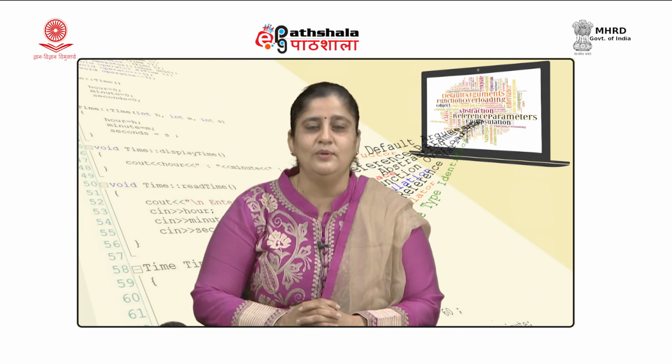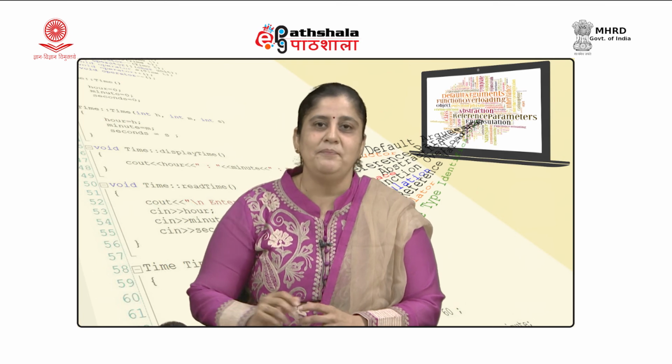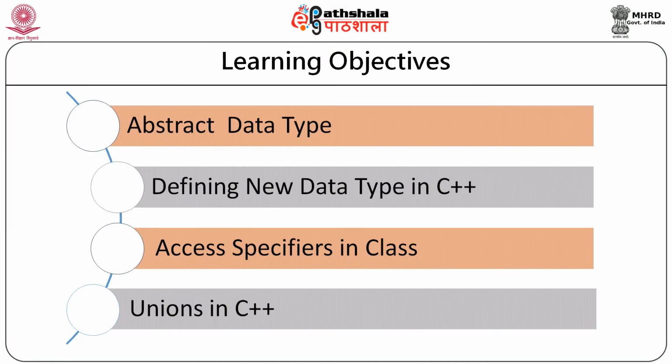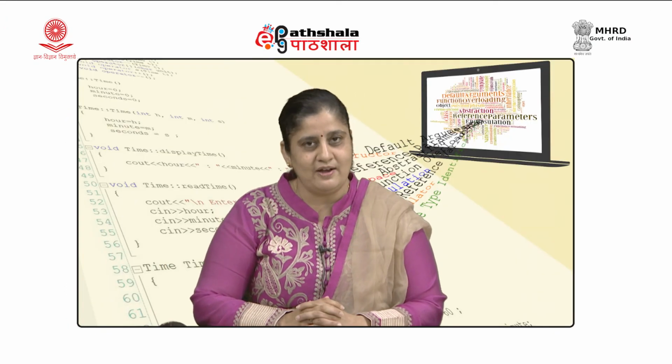Now, in today's module, we would try to see how to create our own data type. So, in today's module, we would discuss abstract data type. We would try to see how to create your own data type in C++. We would see the various access specifications that we can give to the members of a class, and we will also see how to define a union in C++, how unions are different in C++, and the anonymous union that we can define in C++.